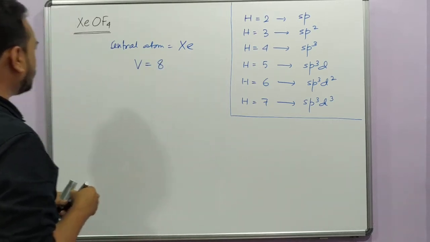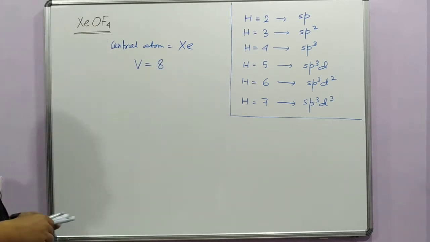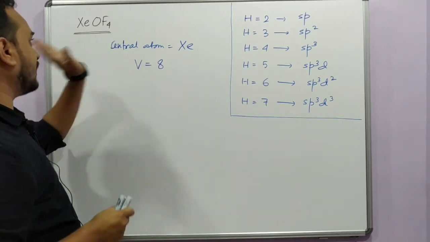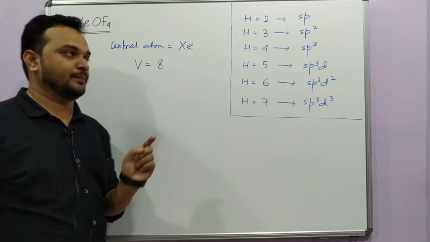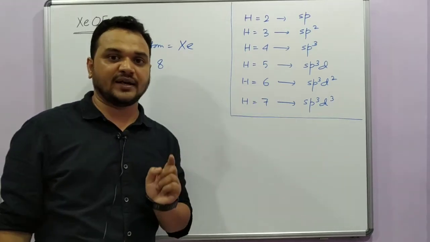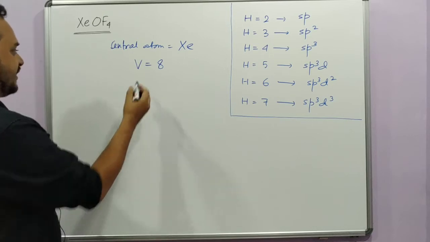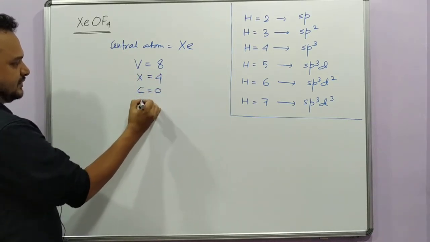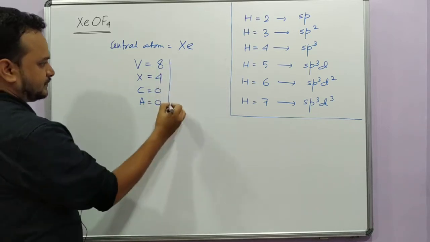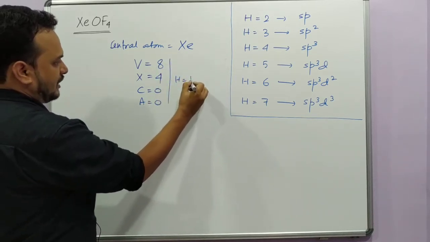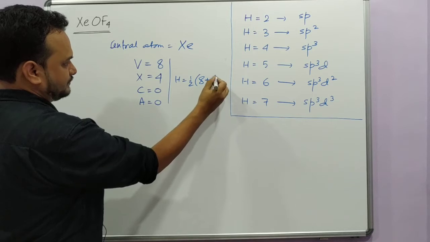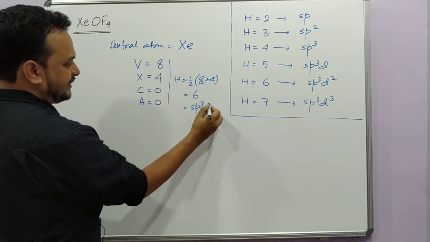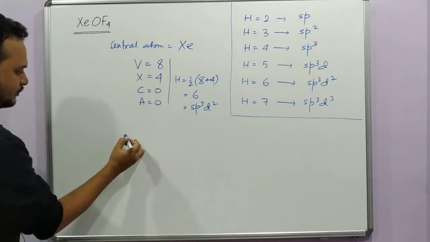Now there are 2 types of terminal atoms, oxygen and fluorine, and we know oxygen is a divalent atom, so we will not count oxygen, only fluorine, because we need the number of monovalent terminal atoms. So here again X will be equal to 4, not 5. C equals 0, A equals 0. So H equals half into 8 plus 4, and that is equal to 6. 6 means sp3d2.